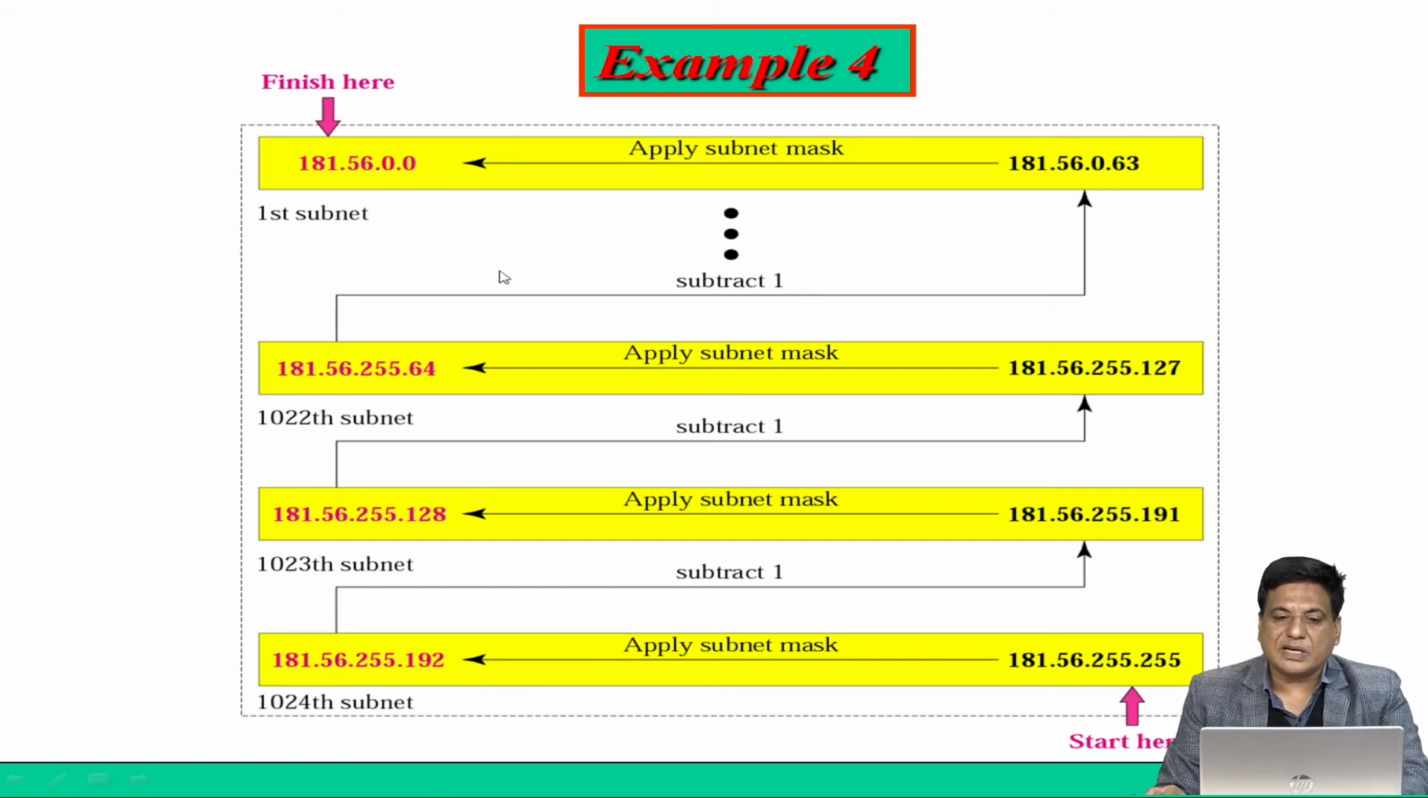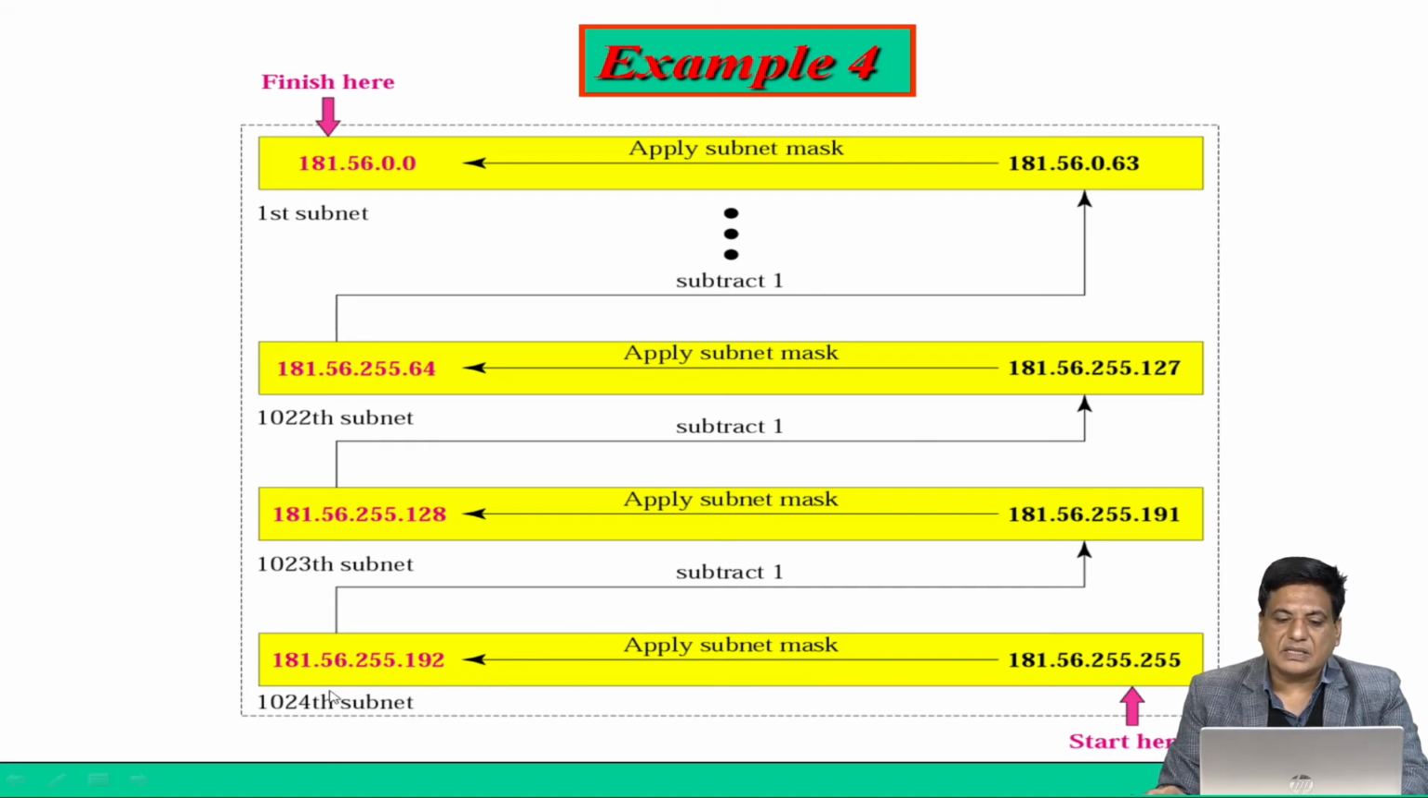So our first address range starts from 180.56.0.0. The last address, which comprises the 64, is 181.56.0.63. In these 64 addresses, the first is the network address and the last is the broadcast address. So the total number of addresses we can assign to hosts is effectively 62.